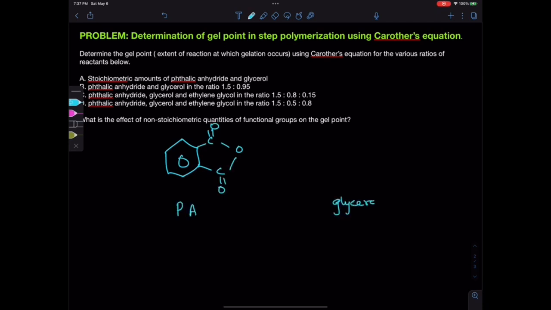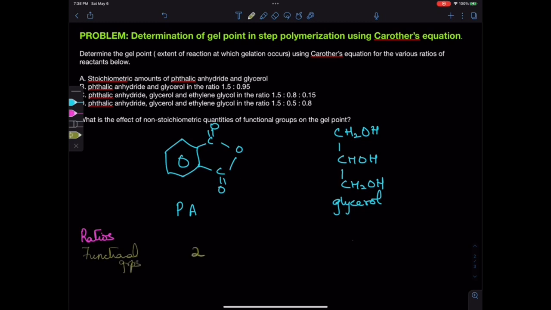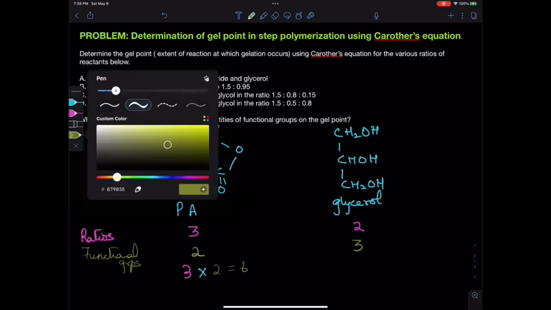We start off by first writing the structures of phthalic anhydride and glycerol. Phthalic anhydride is an anhydride of phthalic acid and it has two carboxyl groups. Glycerol has three hydroxy groups. So let's find out the stoichiometric ratios of phthalic anhydride and glycerol. We need 3 moles of phthalic anhydride to give 3 times 2, 6 carboxylic acid to match 2 moles of glycerol to give 2 times 3, 6 moles of hydroxy. So the stoichiometric ratio of phthalic anhydride to glycerol is 3:2.